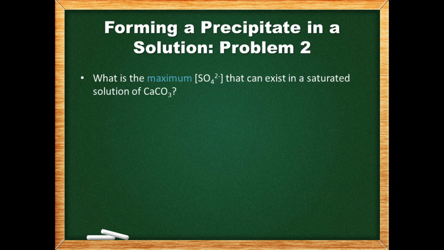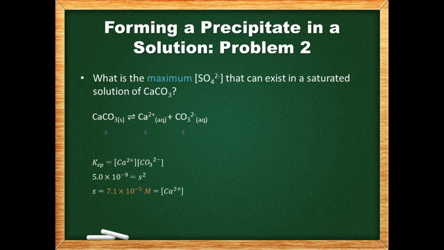What is the maximum concentration of sulfate that can exist in a saturated solution of calcium carbonate? We first write the equilibrium equation for calcium carbonate, but we don't know the concentration of calcium and carbonate yet. To figure this out, we use the KSP expression. Now that we have the concentration of calcium ions in a saturated solution of calcium carbonate, we can figure out the maximum concentration of sulfate that can exist in the solution.